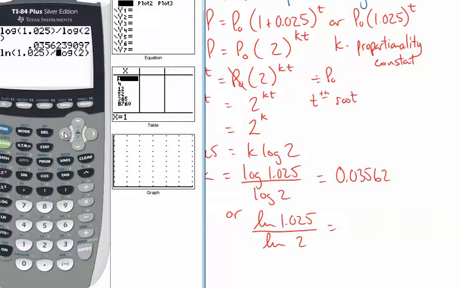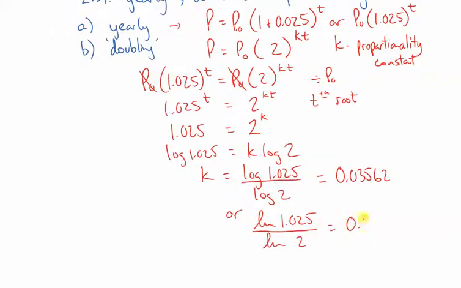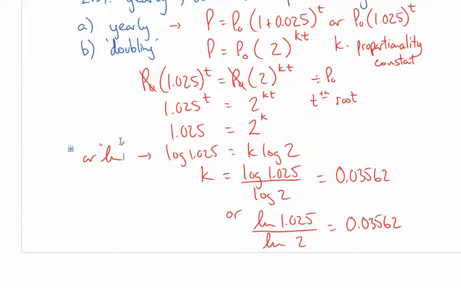And I'm going to make that ln. I guess I didn't save that much time. And I get the exact same value, 0.03562. Okay, so there's a little reinforcement of the idea of change of base, and that it was arbitrary to choose log base 10. I could have taken the natural log as well.